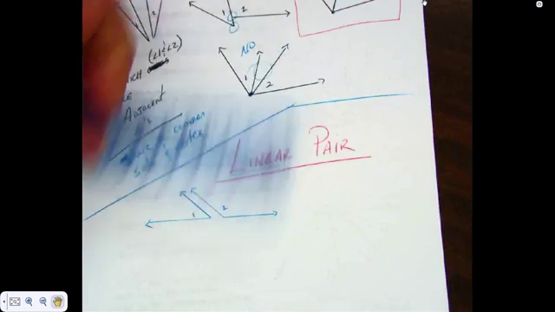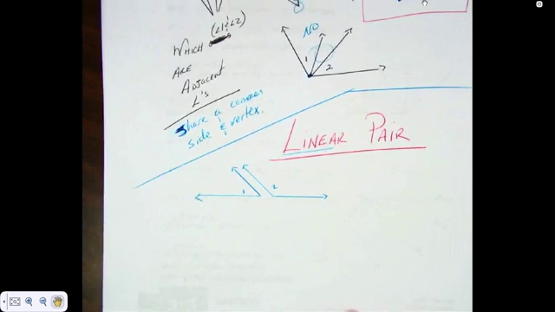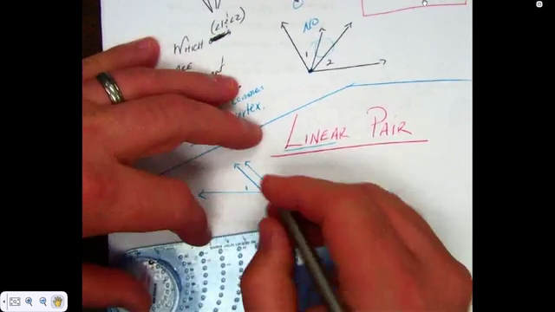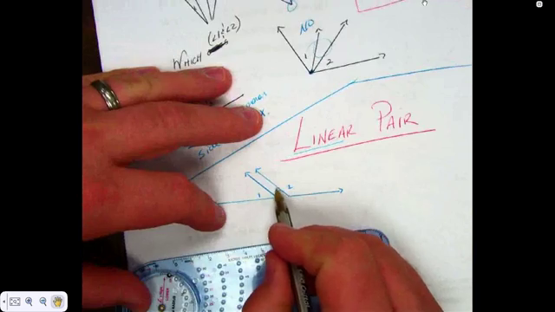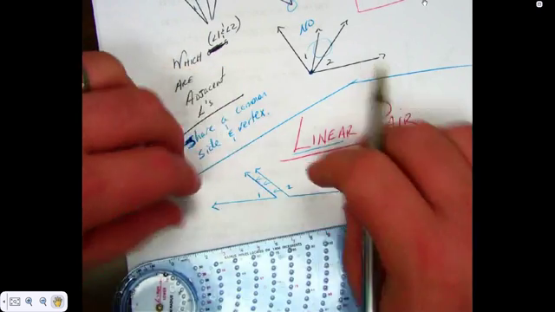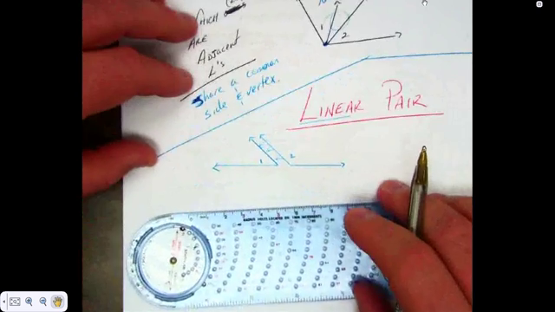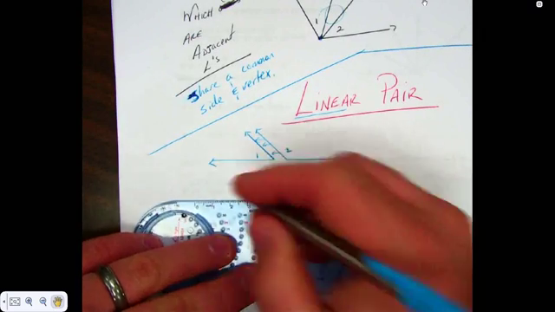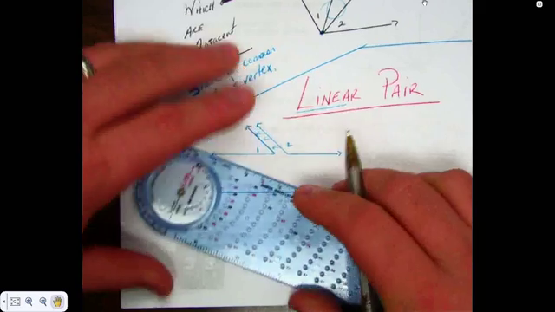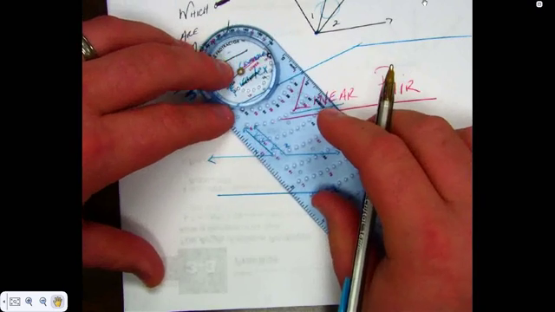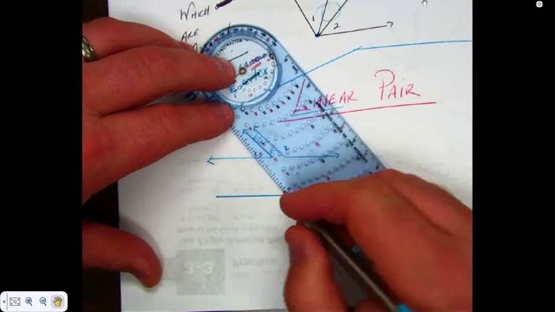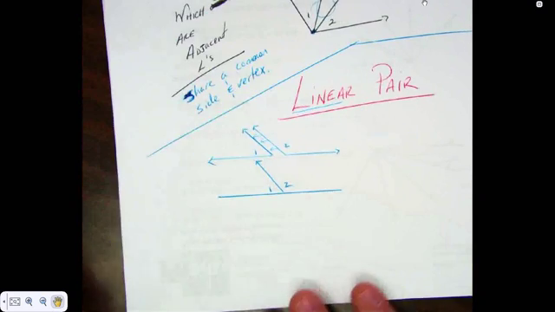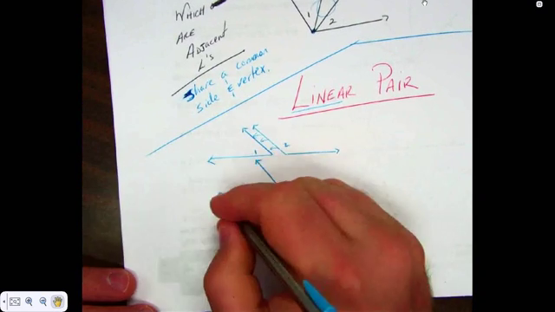I'll show you how I see a linear pair in my mind. If I was to push these two together and combine them, what would happen? What would they create? A straight line right here. It would become that, would it not? Does that make sense?